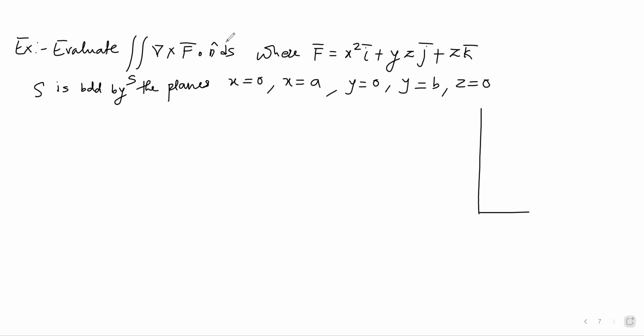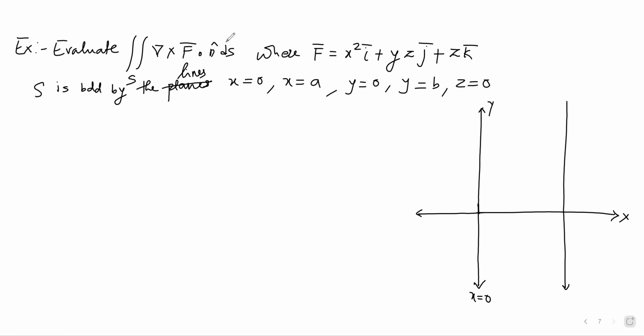So let us have z equal to 0, I can have it like this, correct? This is my x-axis and y-axis. Now x equal to 0 is this line. x equal to a. So here it is lines, correct? Not planes, because we are talking about 2 dimensions now. y equal to 0 is this line, and y equal to b is somewhere here.